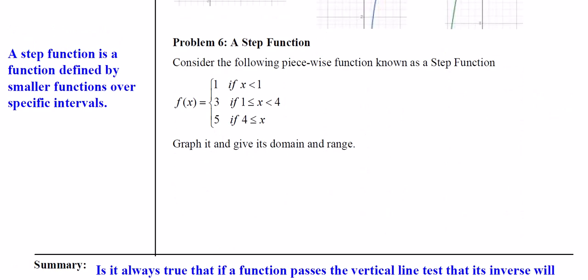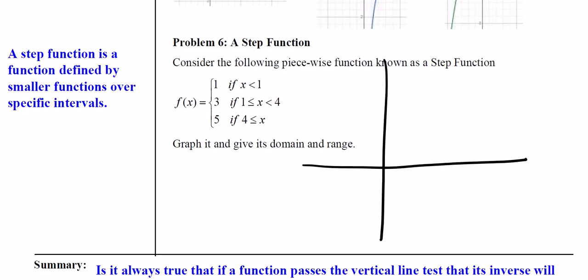Problem 6 is interesting and unique. It's called a step function, and it's pretty much, you graph this step by step. So check it. I'm going to graph 1 if x is less than 1. And this 1 could go on forever until I hit this part. Now, it's got to be less than 1, so I'm going to draw an open circle because it's less than 1.